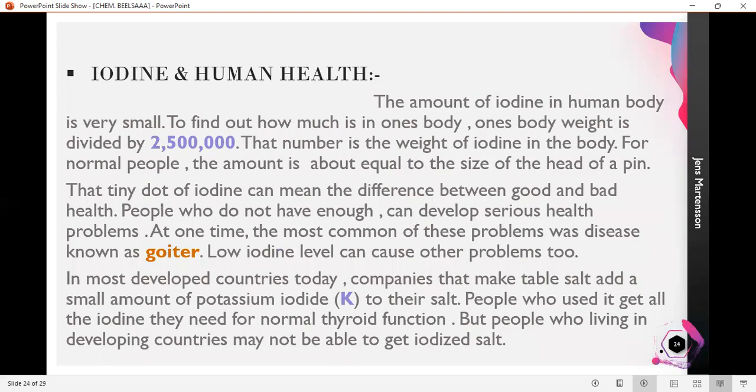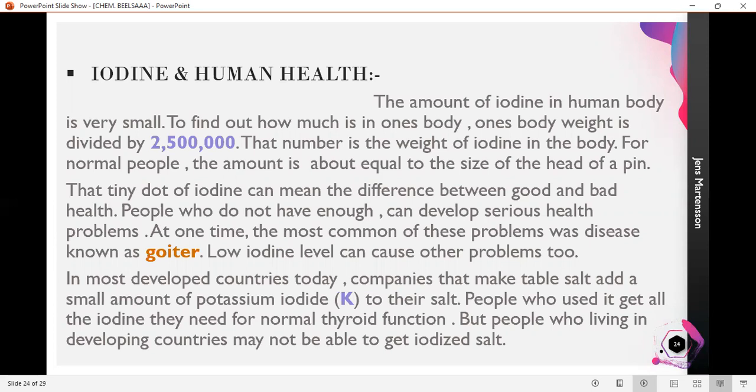Iodine and human health. The amount of iodine in a human body is very small. Basically, iodine is very important for human health. For normal people, the amount is about equal to the size of the head of a pin. That teeny dot of iodine can mean the difference between good and bad health. People who do not have enough can develop serious health problems.